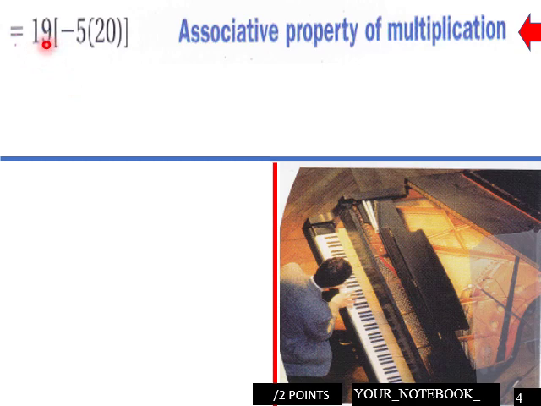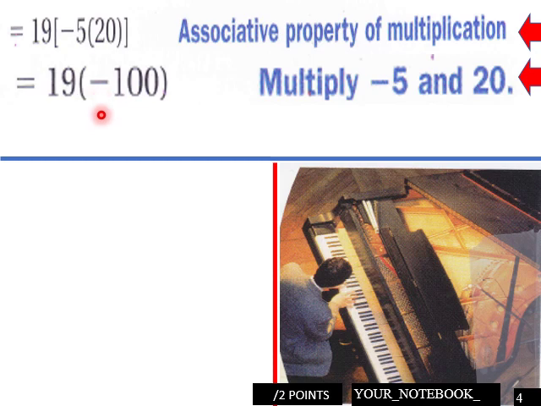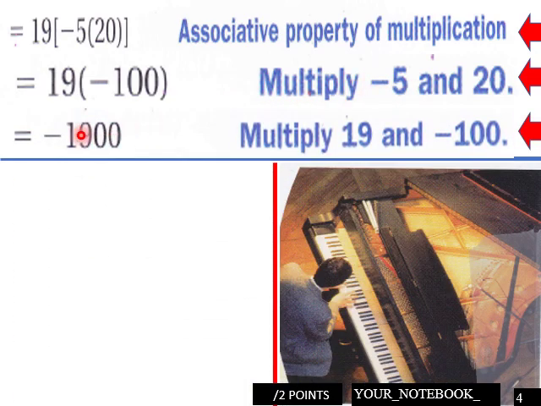So, and then 19 times negative 5 times 20. Again, another example of the associative property of multiplication. We'll still get the same answer. So 19 times negative 100, negative 5 times 20 would be negative 1900. So we would multiply 19 times negative 100.